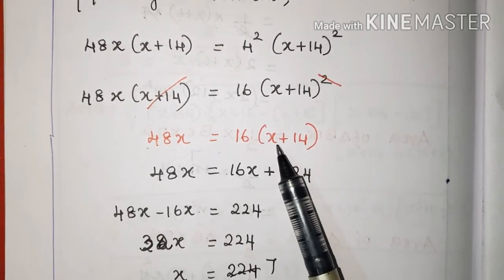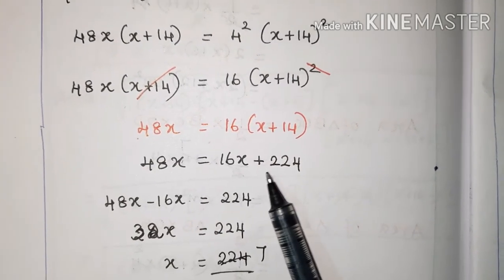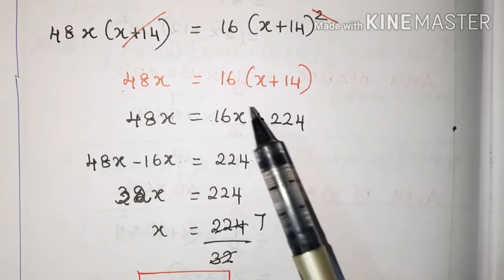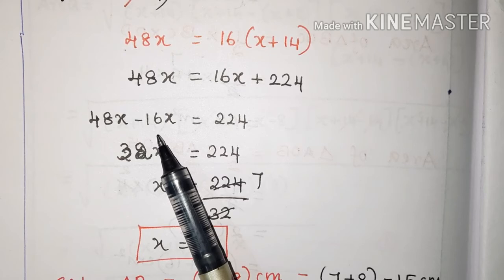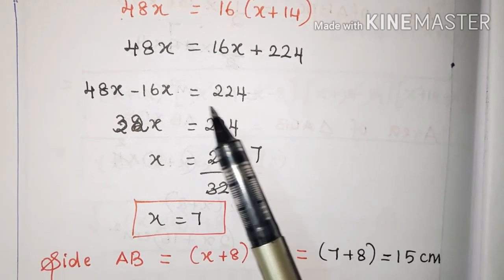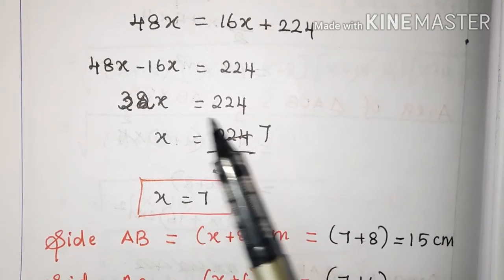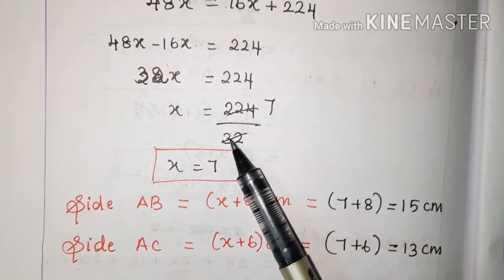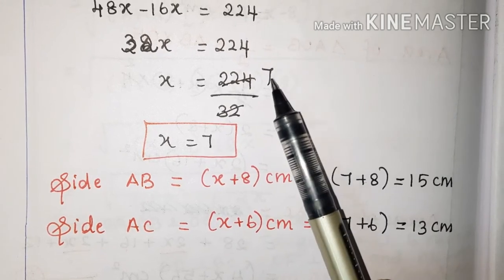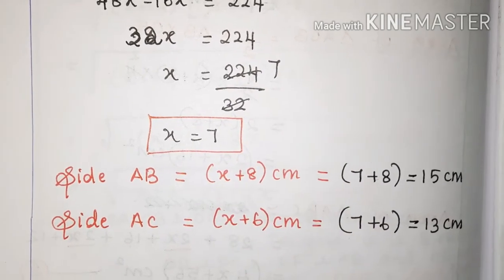Now multiply 16 inside, you get 16x plus 224. Now move the 16x to the other side. You get 48x minus 16x, that is equal to 224. What is it? 32x is equal to 224. And x is equal to 224 by 32. So how many times it goes? 7 times. So you get x value as 7.